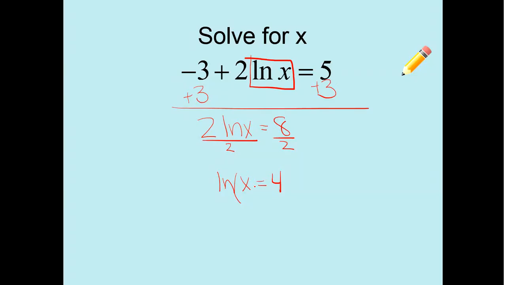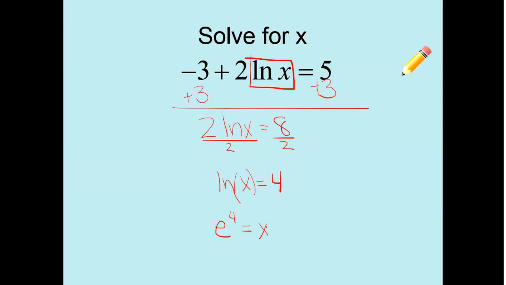Can't get to the x. It's inside of the natural log. So let's jump to exponential form. What's my base again? Natural logs have a base of e. So it should be e to the 4th equals x.